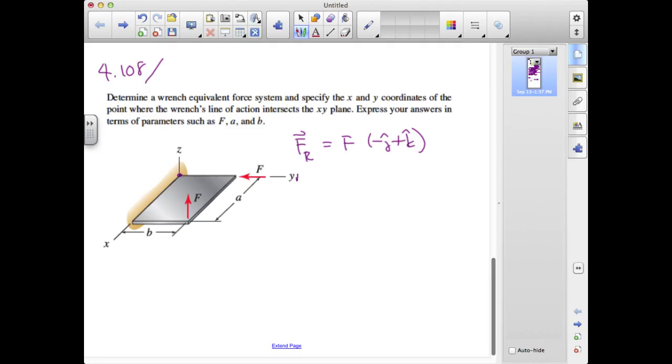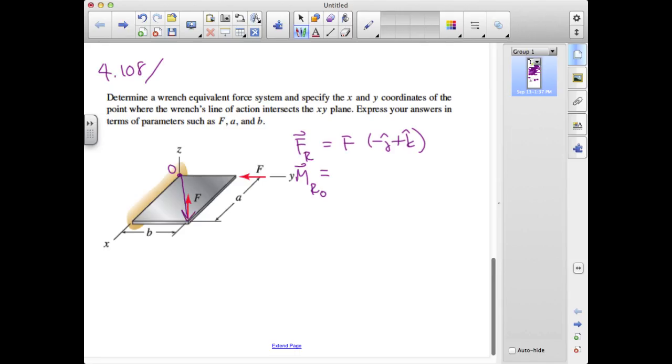For the resultant moment about the origin O, I will note that the force that's applied along the y-axis is going to contribute nothing to the moment about O. Its line of action goes through O, so the contributions to moment about O will occur purely from this force here, and I'll use the vector approach in this case.